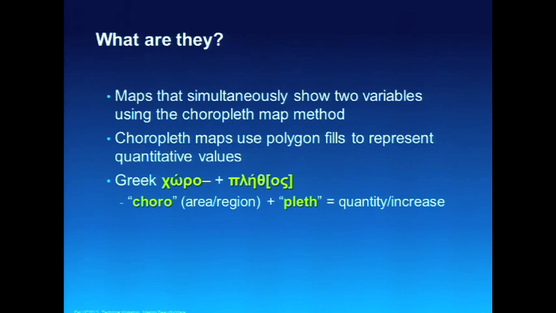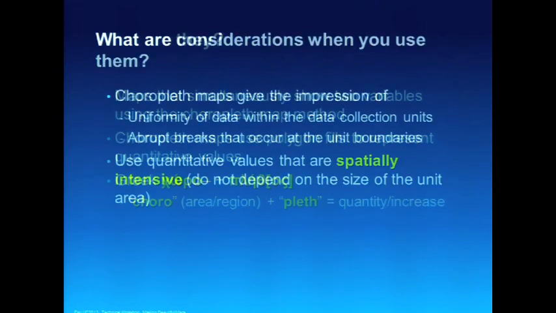Now, choropleth comes from the Greek choro and pleth. And you'll often hear it mispronounced chloro. It's not chloro. It's choro, which means area or region, and pleth, which means quantity or increase. So these are quantitative maps for areal features, and we're using color as the symbol.